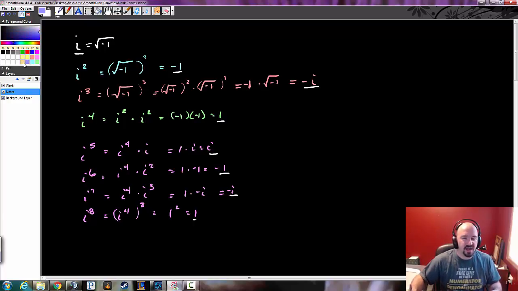And so because of that, we can actually make a generalization. And that is that if you can rewrite the exponent as 4 times some number, we'll call it k, whatever that is, and then plus some remainder. k is equal to 1, 2, 3, and it goes on forever. This is basically any natural number.